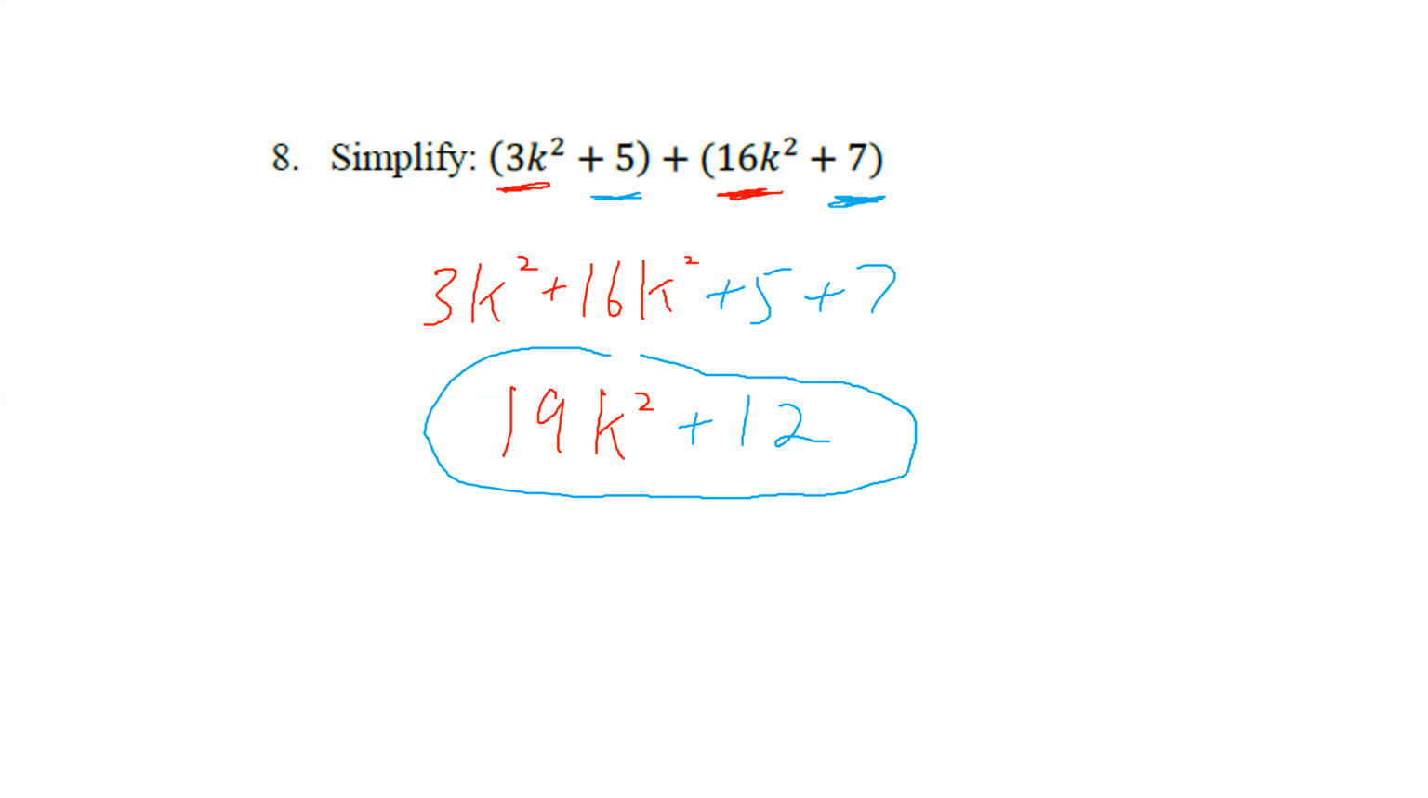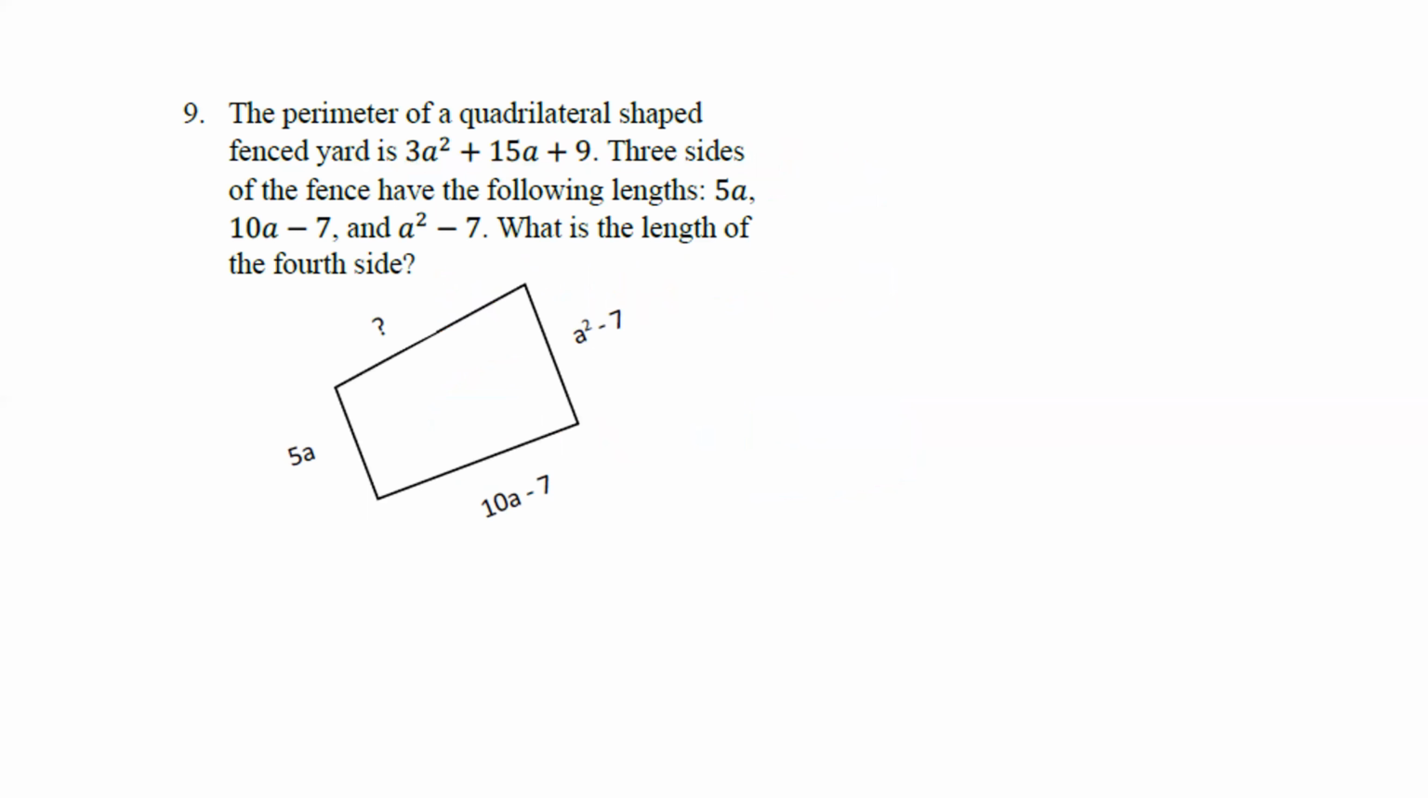All right, let's go to the next one. Now this one's talking about perimeter. It says the perimeter of a quadrilateral shaped fenced yard is, and they give us this entire polynomial that represents the perimeter. 3 sides of the fence have the following lengths: 5a, 10a minus 7, and a squared minus 7. What is the length of the 4th side? So this is what we're trying to find right now.